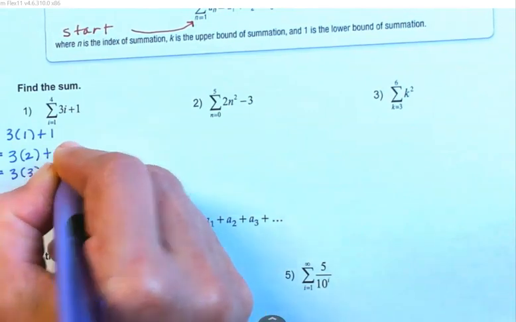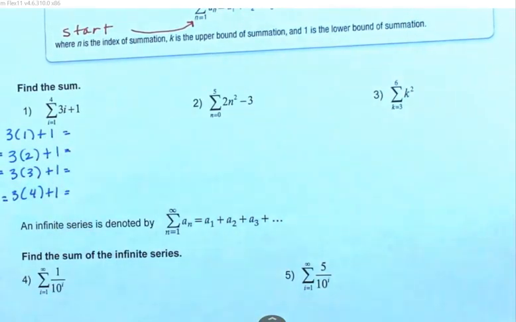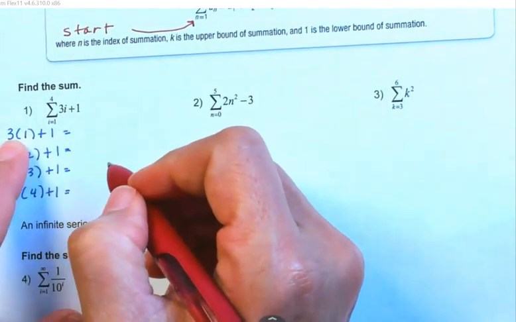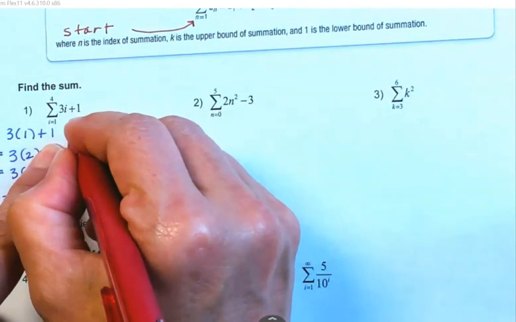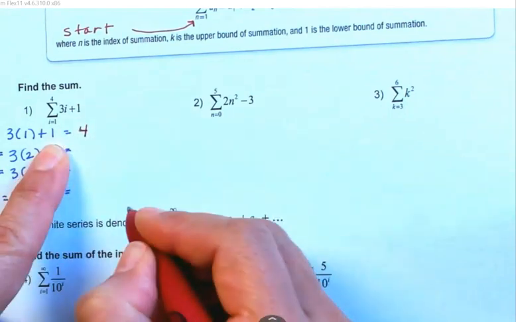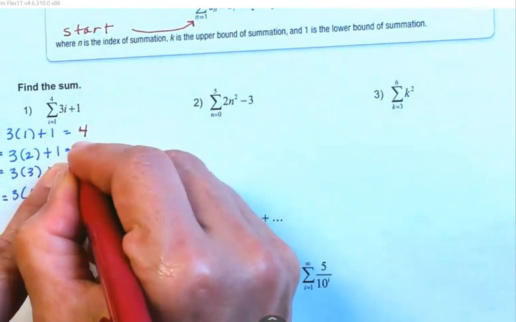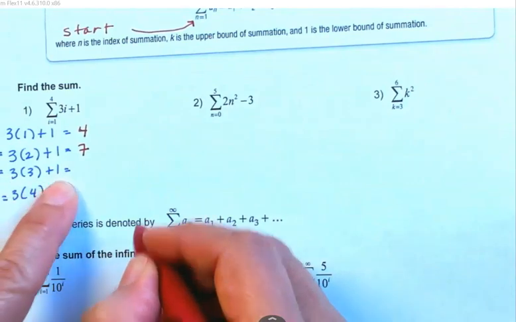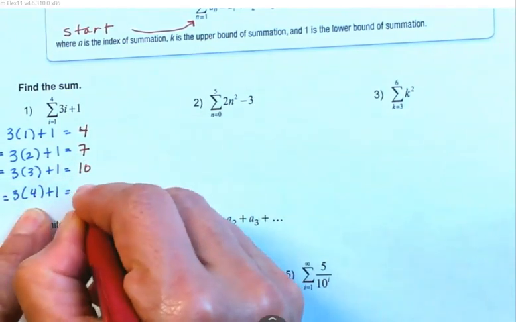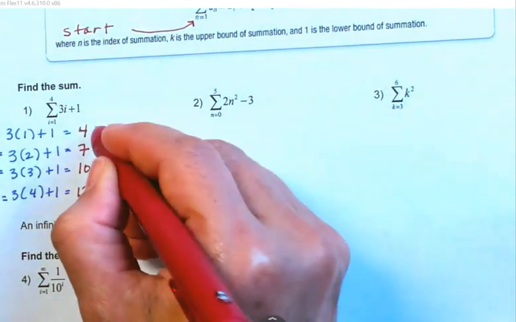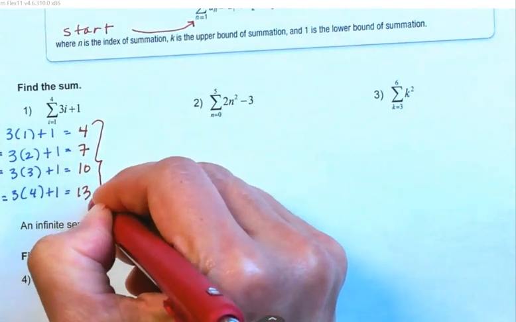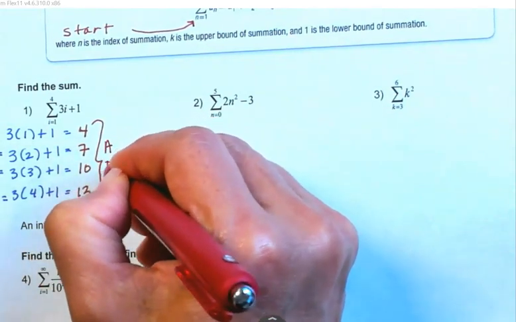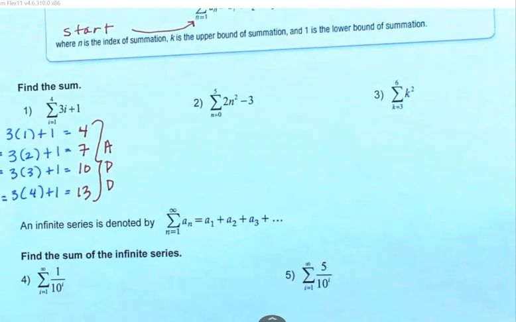All right, and once we do our order of operation, those are the terms. Here we go. So the first term in this sequence is 4. The next term is 7. Next term 10, and then 13. And then, y'all, we just add these up. Just add them up. Turn on your calculator, do 4 plus 7 plus 10 plus 13.